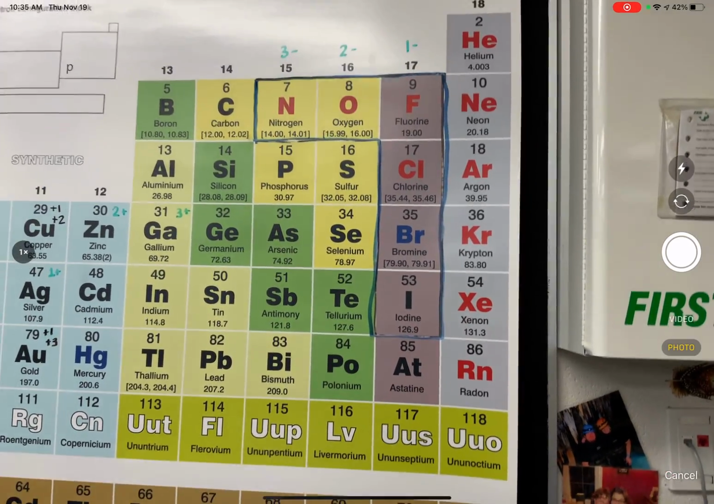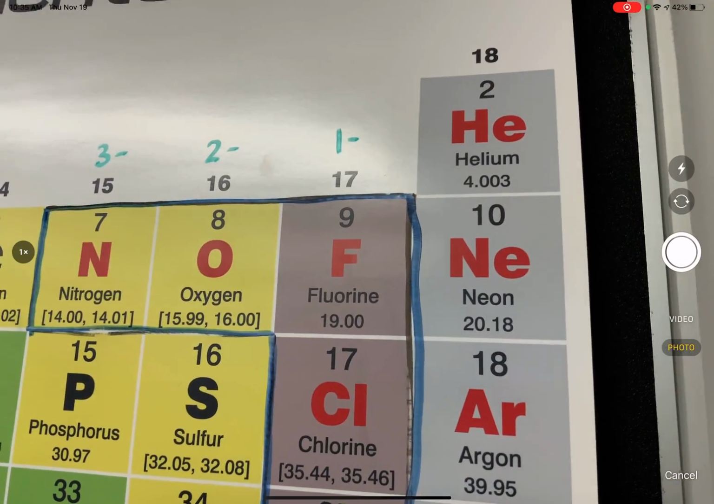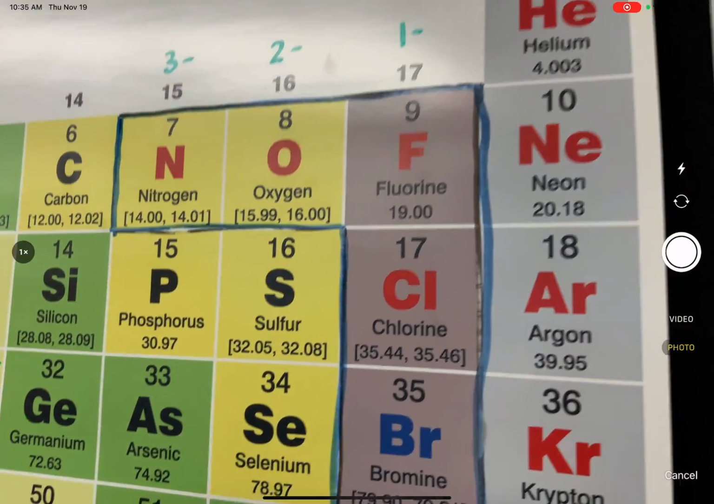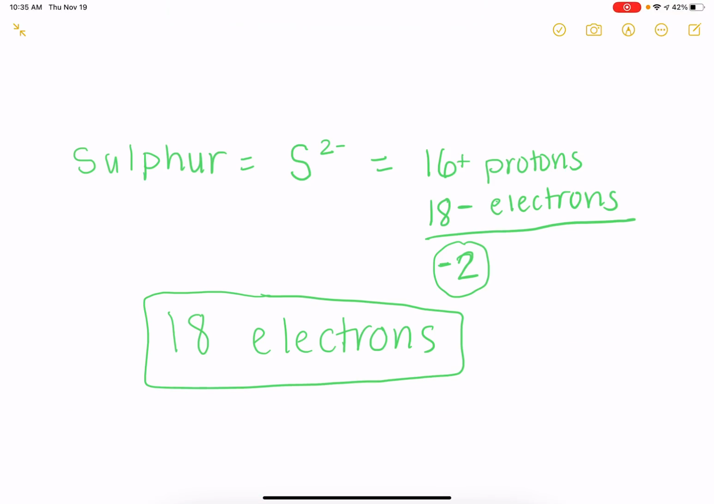So if we notice the first question we did, it was negative. They all wanted to be 10 electrons. These ones wanted to have 18. So it makes it maybe easier there to see that they're always going to want to be like the noble gases there.